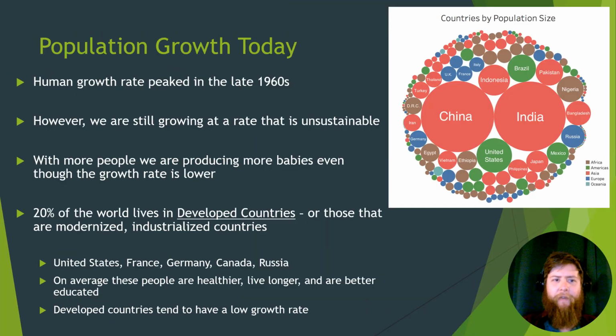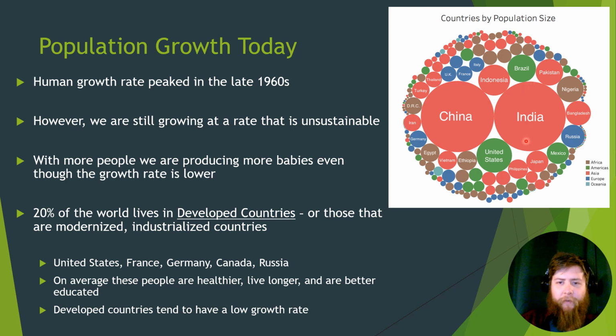We still have human population growth today. It's slowing down. We had the highest human growth rate in 1960. We are still growing, however, at a rate that's unsustainable. We're growing too fast for the resources we have on the planet. With more people, we have more babies. Even though our growth rate is lower, we're still growing.